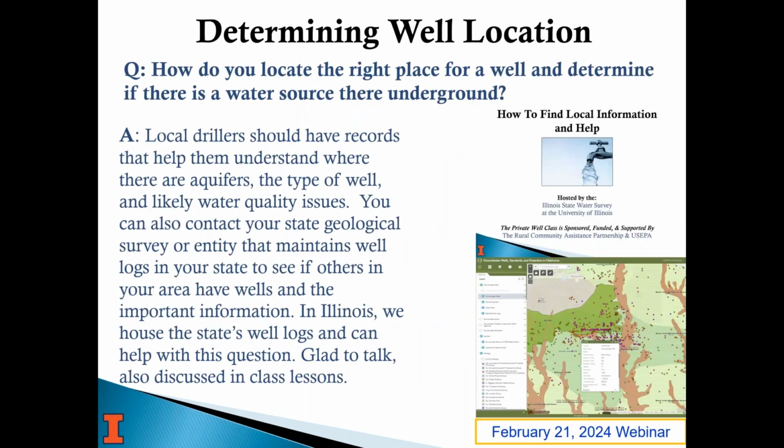Determining well location. How do you locate the right place for a well and determine if there is a water source there underground? So we have a webinar. We did it last time, on February 21st, called How to Find Local Help and Information, where I talk about other states and the resources they have like we do.